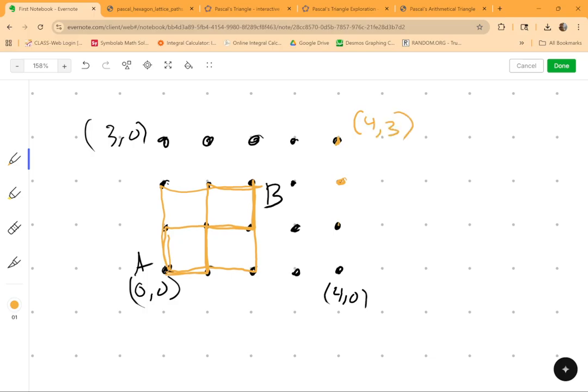All right. So if we were wanting to find out how to get from 0, 0 to 4, 3, so as it turns out, what we can do here is we can add these two numbers, 4 plus 3, and that equals 7. So this tells me to look at the row in Pascal's triangle.